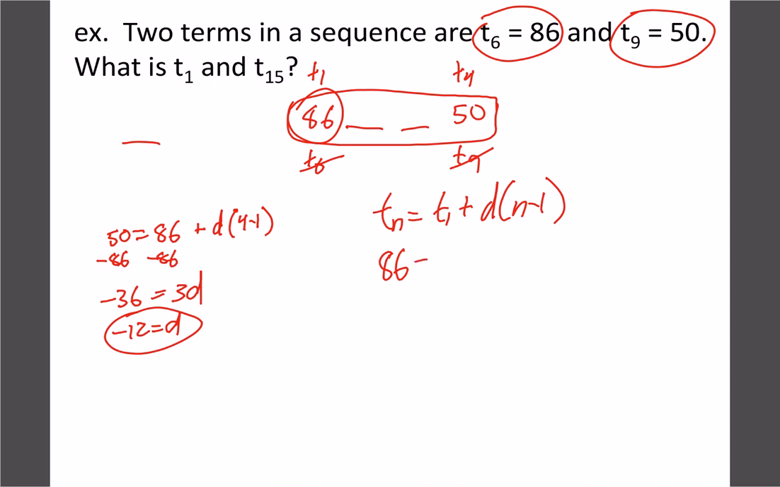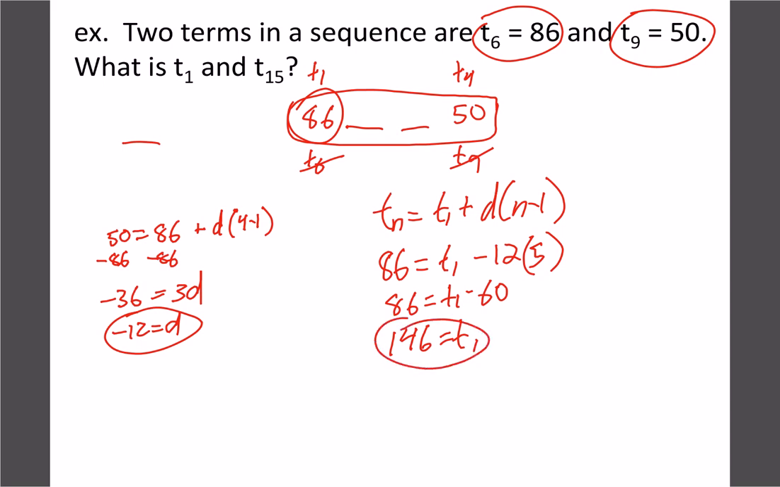So if term 6 is 86, term 1 is what we're looking for. Our difference is negative 12. We already solved that. So if it's term 6, we'd have 6 minus 1 would be 5. So negative 12 times 5 is negative 60, so we'd have 86 equals T1 minus 60. Let's add 60 to both sides, and we get 146 for term 1. So there's our first answer.